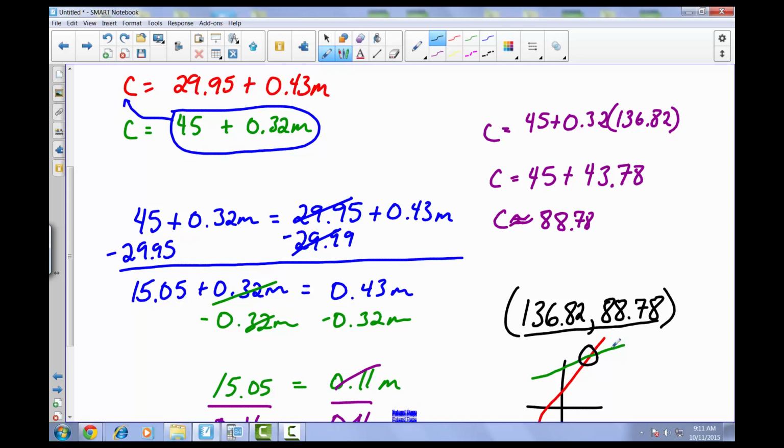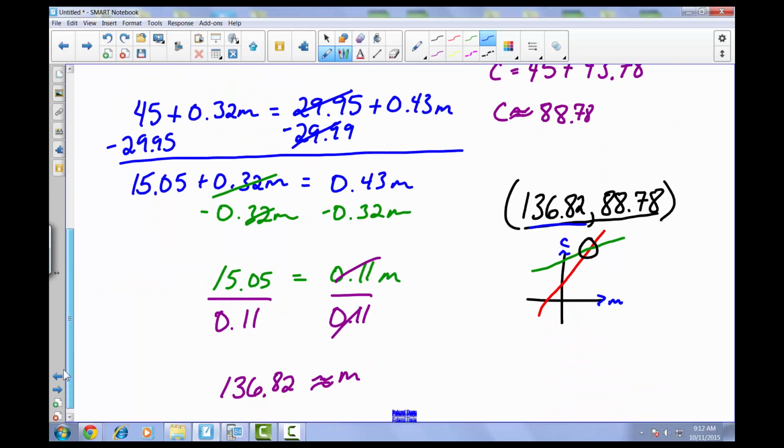So if you're trying to figure out which company to go with, depending on how far you're going to be going in that day, Rent-A-Car might actually be your better option, because if you're going less than 136 miles, it looks like you'd be spending less money, because this axis again means miles. This one's going to be your costs, and we care about the costs. Whereas if you're going over 136 miles, then you see, oh, wait a minute, maybe now Enterprise might be the better deal because I'm spending less money.